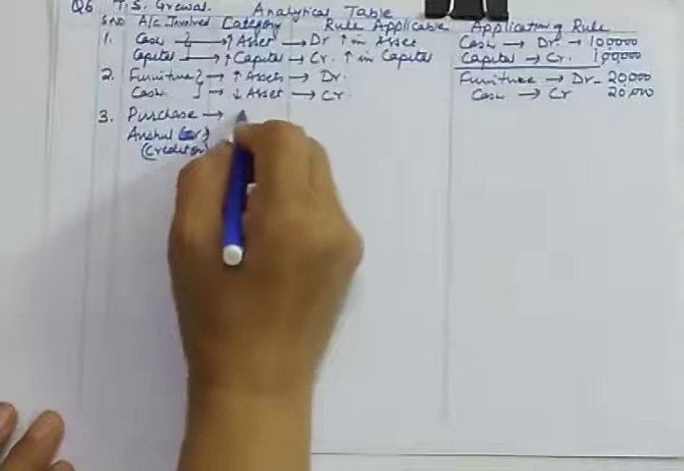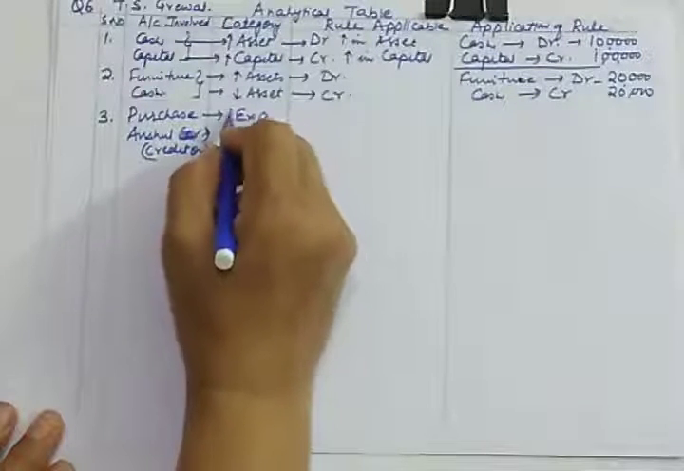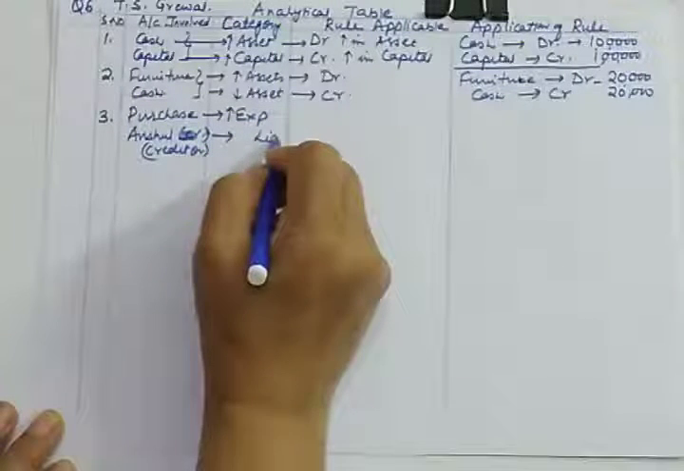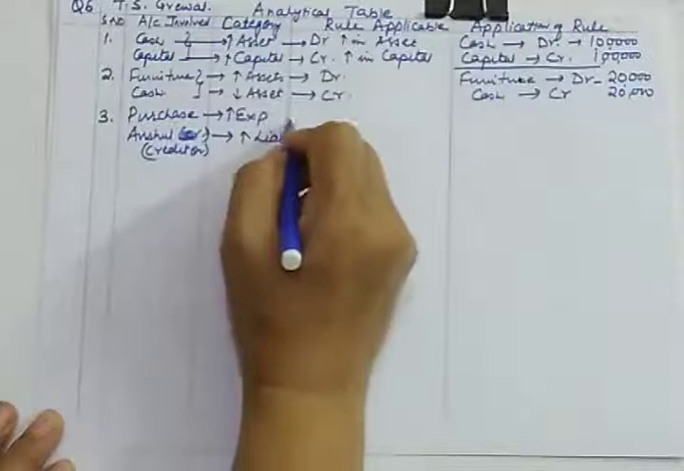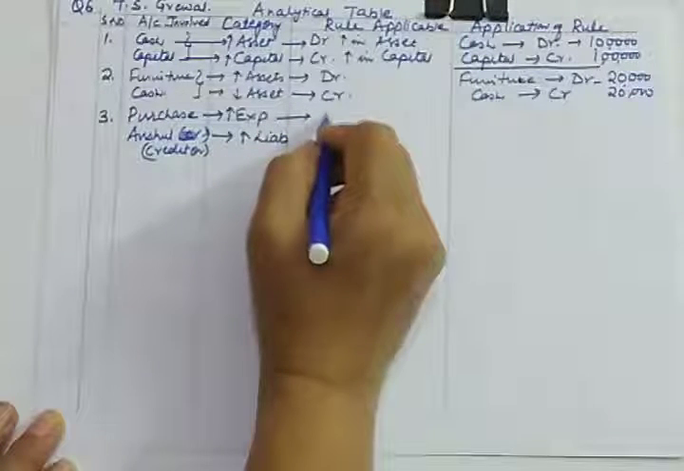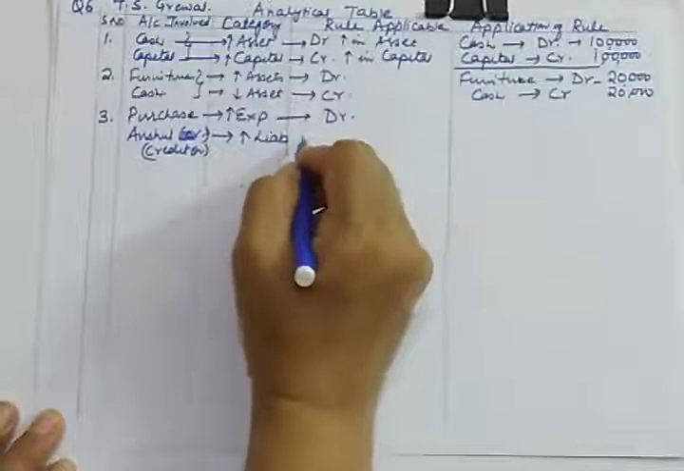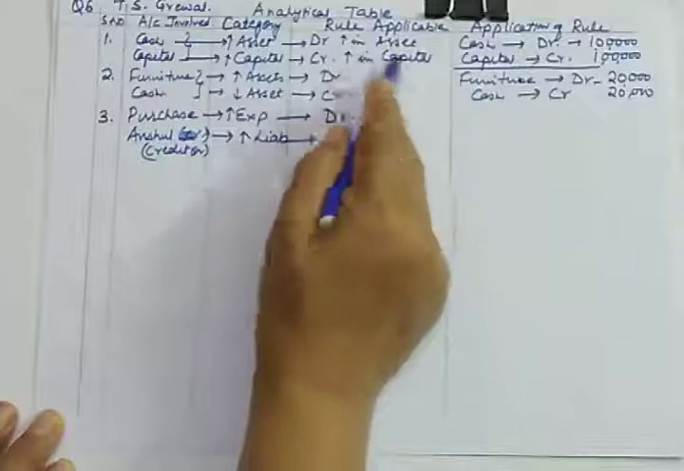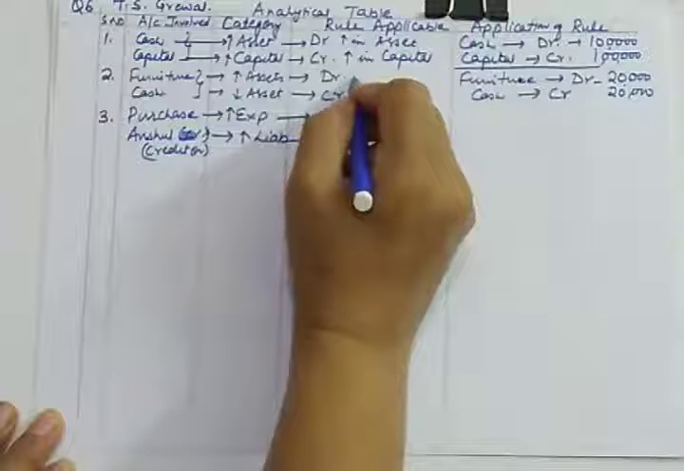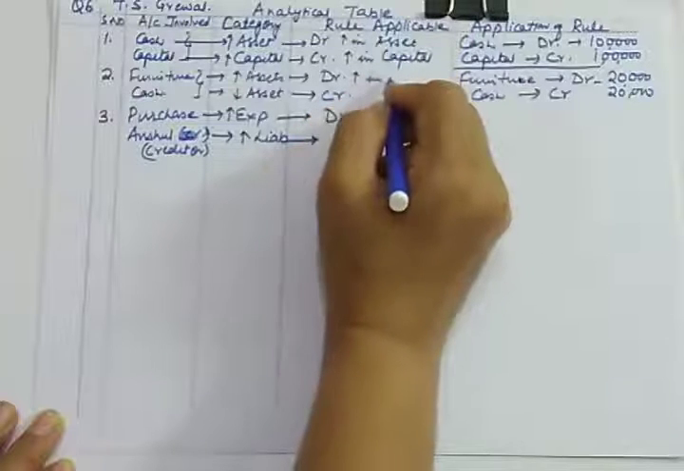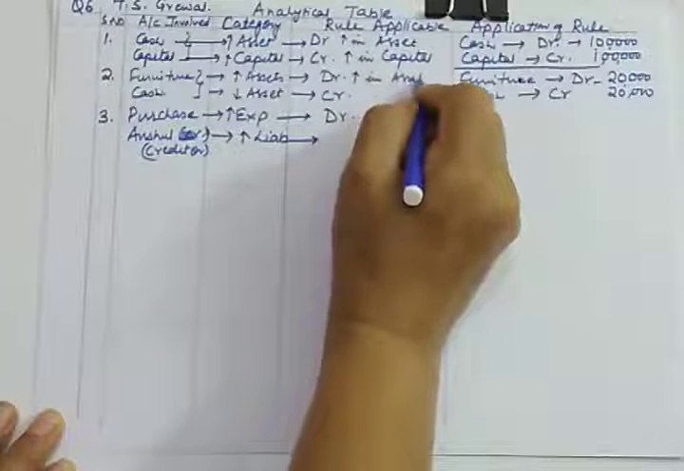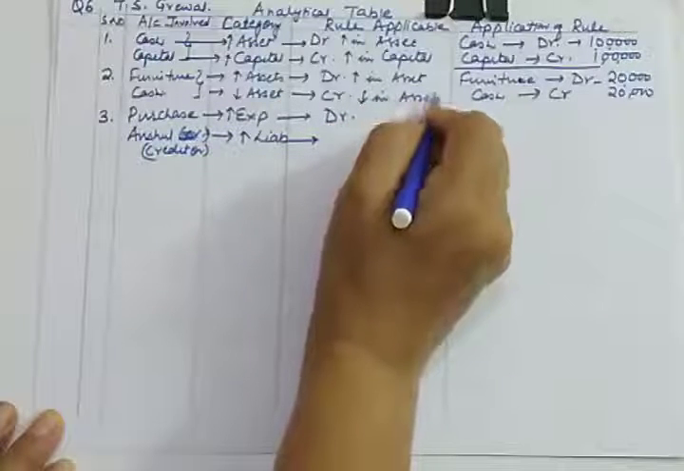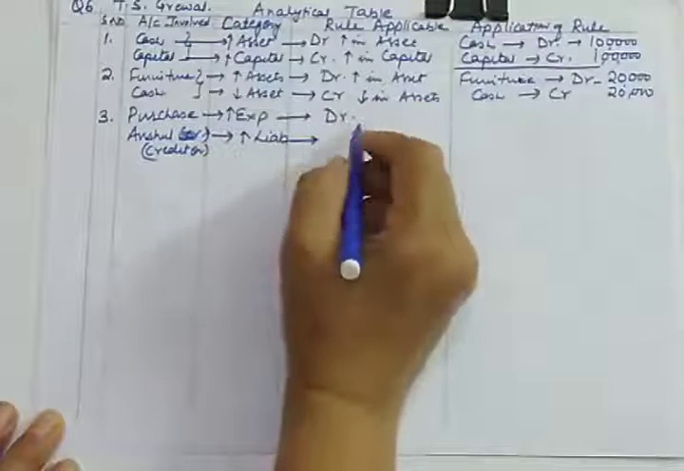So purchase is your expense, and what is happening to expense? Expense increase. And this is your liability, and what is happening to liability? Liability is also increasing. So what is to be done when expense increase? It is to be debited. So you can write in full, like debit, like this way. If you wish to write here, you can write debit increase in asset and credit decrease in asset, because it will be better if you write the full rule.